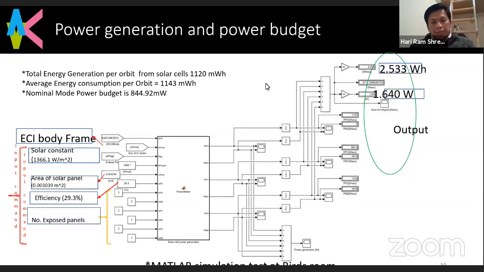We also minimize our blocking diode loss, and we take only 80% efficiency in this system. In BIRDS-3, the system works in nominal mode as well as in safe mode, but in BIRDS-4 we only gave the nominal mode power budget to work with this system. So this is the power generation and power budget test, which is similar for BIRDS-3 and BIRDS-4.